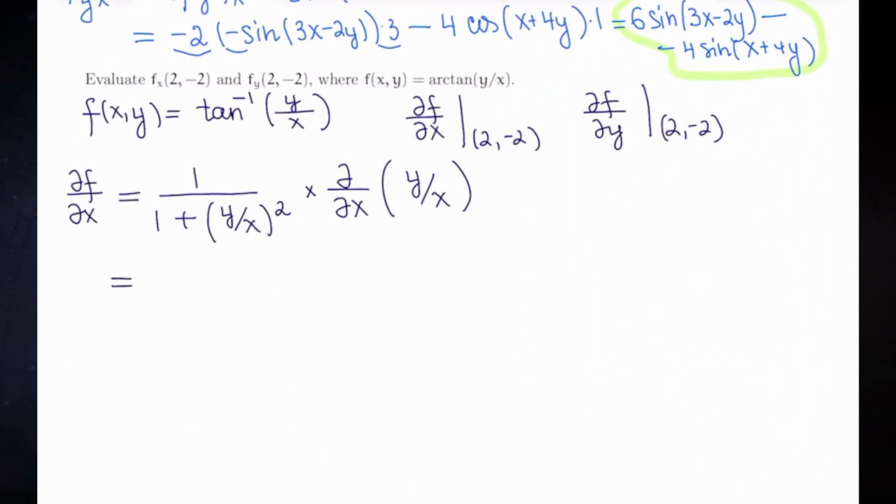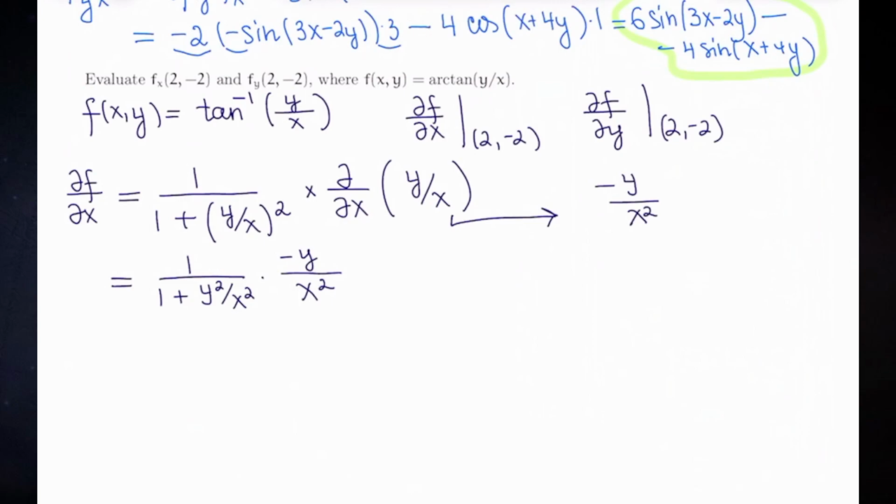All right, so what do we get here? So this will be 1 over, let me write it like this, 1 plus y squared over x squared, so that's my denominator. And then the derivative of this expression, what is this? Remember, y is a constant, x is the variable here, and it's to the negative first power. So if I were to differentiate this, this would be negative y over x squared, right? Okay, so this is times negative y over x squared.